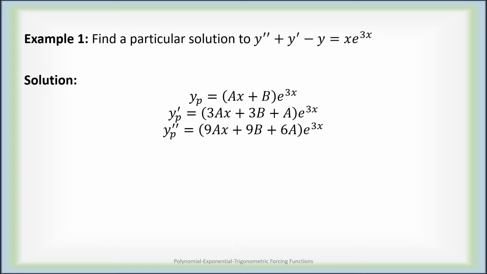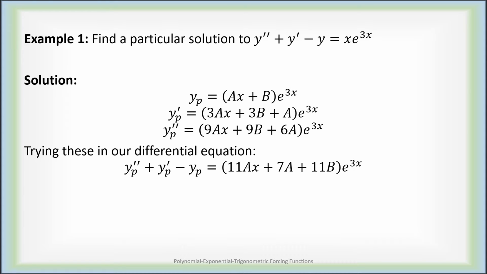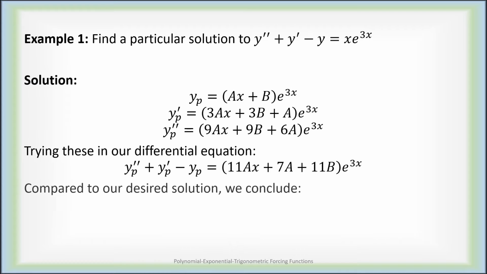So we have a proposed solution, yp, and we've computed its first and second derivatives. We take those and we throw them into the differential equation. yp double prime plus yp prime minus yp. Well, after factoring the e to the 3x out of everything and collecting like terms, you will have 11ax plus 7a plus 11b. Comparing that to our desired solution of just x e to the 3x, we want 11a to be 1. We want the quantity of x's, 11a of them, to be equal to the quantity of x's, 1. But we also want our constant term, 7a plus 11b, to be 0 because we didn't want a constant term.